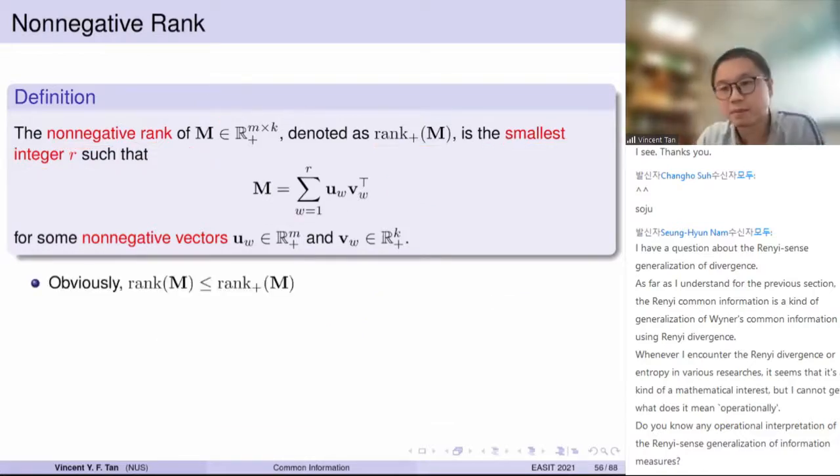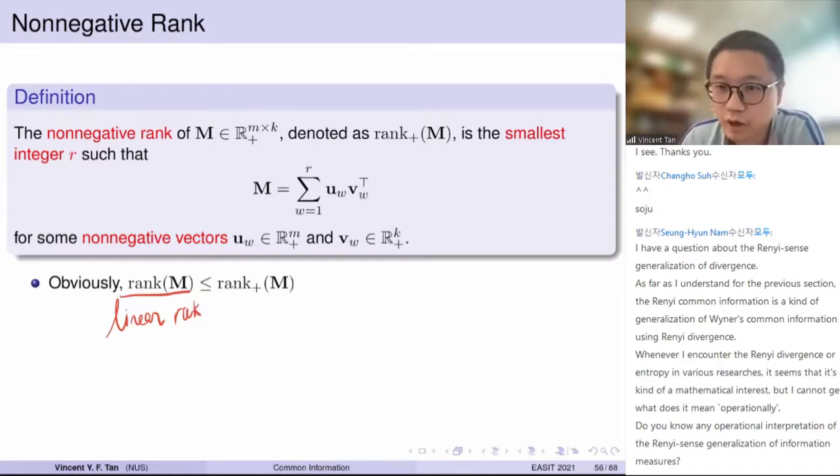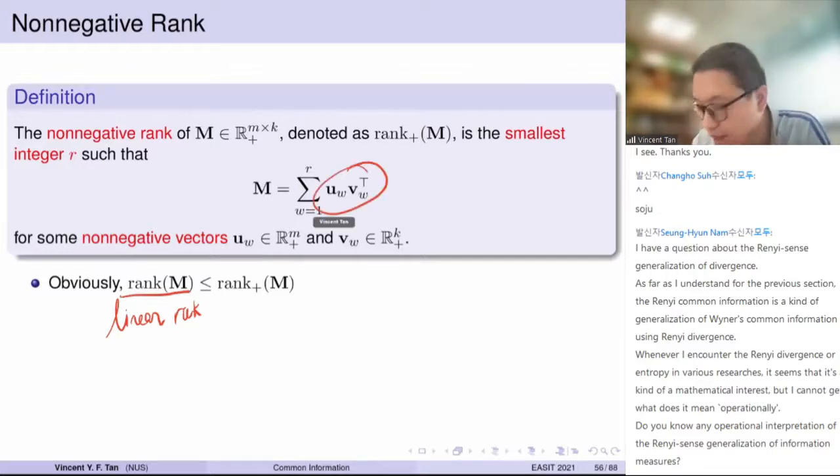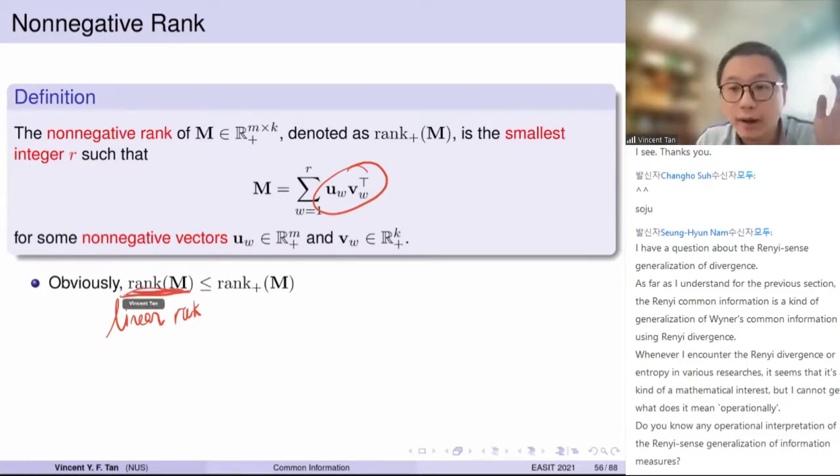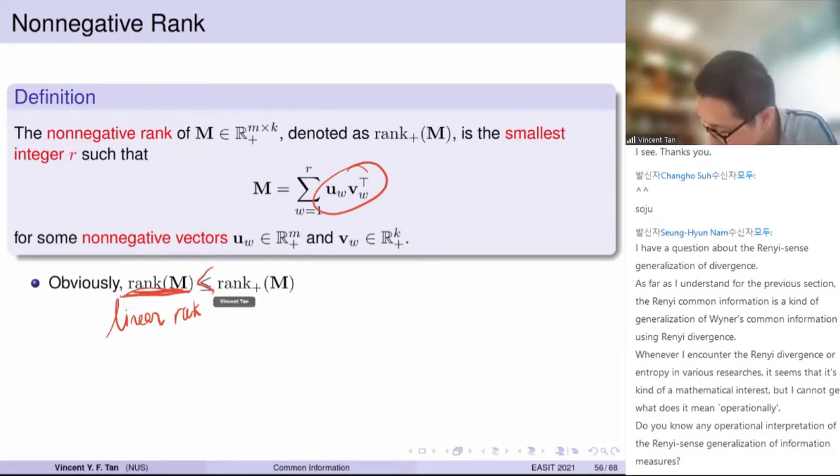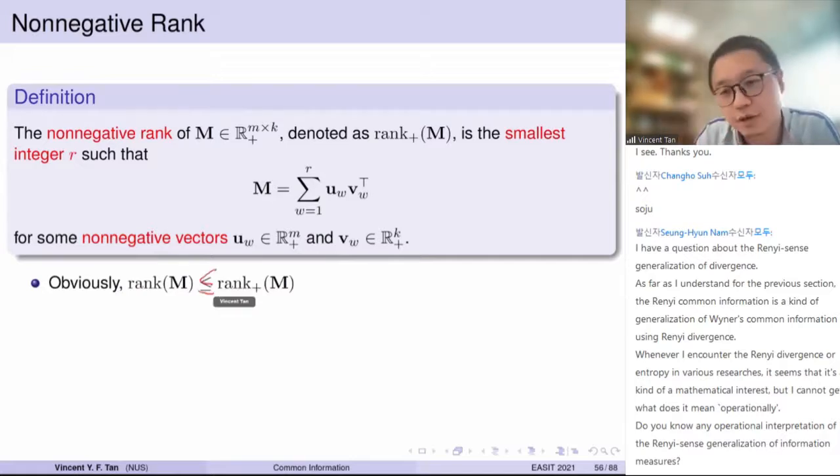So one simple observation is that the usual linear rank is not greater than the non-negative rank. Why? Because for the linear rank, you're allowing these factors to be any vectors, not necessarily non-negative. So there are fewer constraints and you can drive this to be smaller. Now, can this gap be arbitrarily large? Can it be very, very large? That's not so difficult to construct.